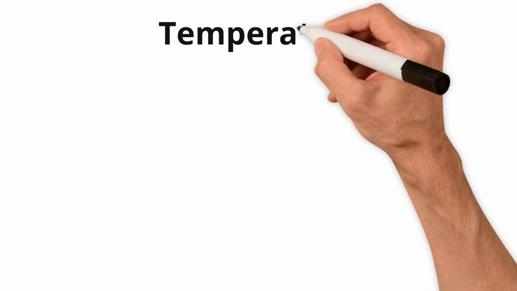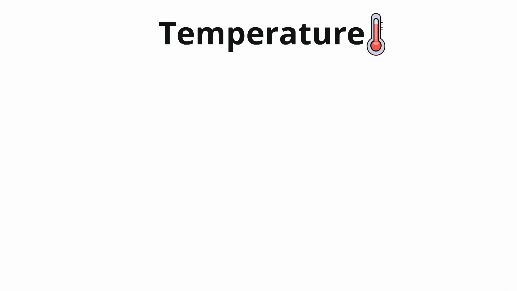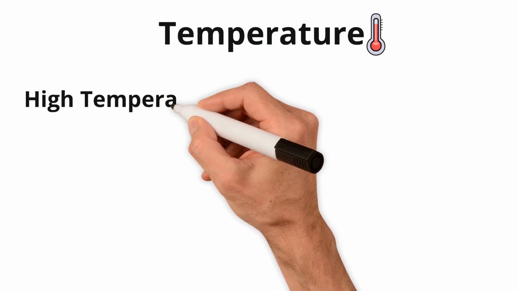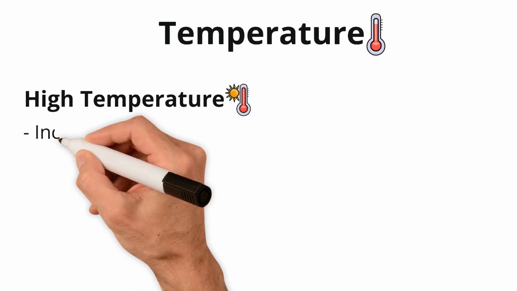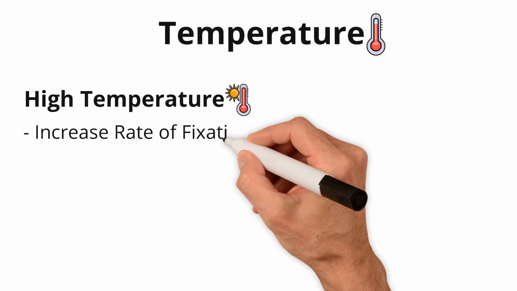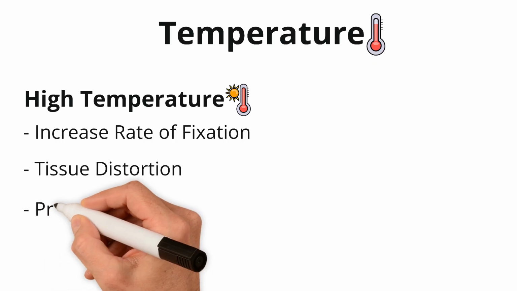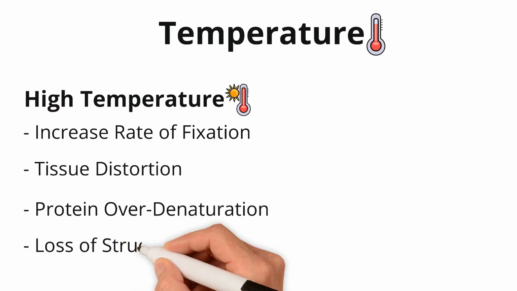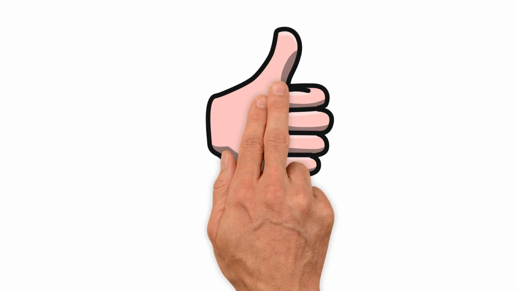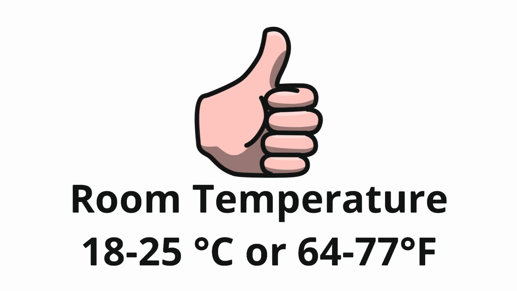The first factor is temperature. The temperature plays a key role in how fast and effectively tissue fixation occurs. A higher temperature increases the rate of chemical reactions, which means the fixative penetrates and stabilizes the tissue faster. However, raising the temperature too much can cause tissue distortion, protein over-denaturation, and loss of fine structural details. That is why room temperature is typically preferred for routine fixation, especially with formalin.